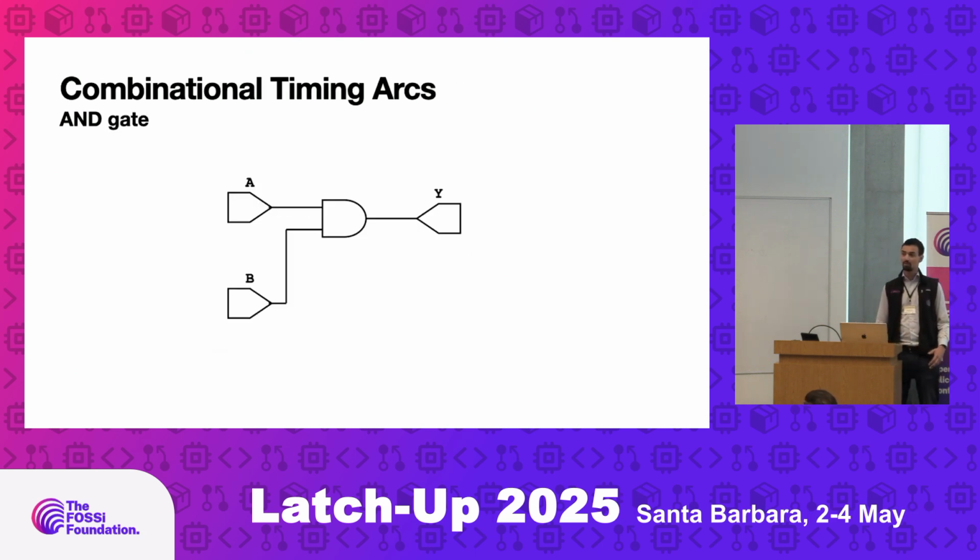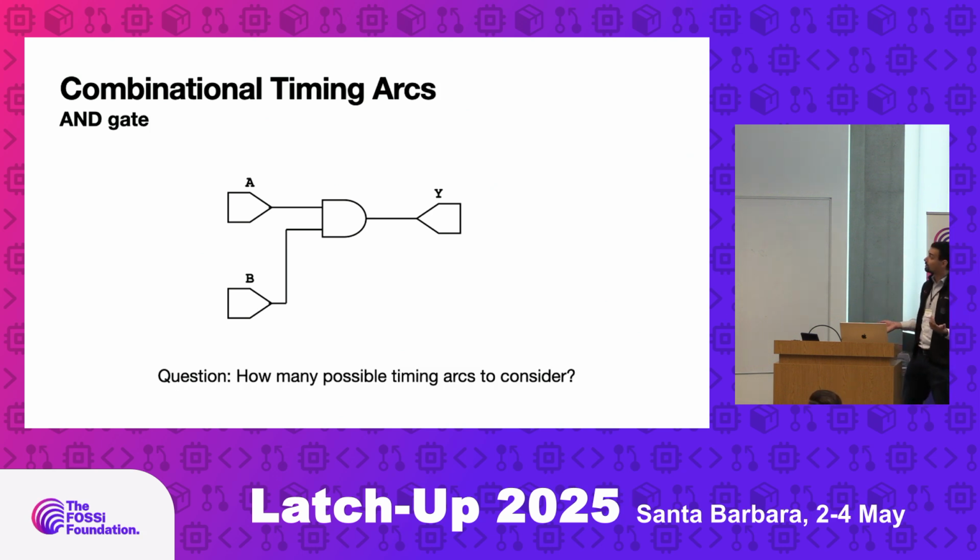So the first thing to think about is combinational timing arcs. In a typical digital circuit, you'll have standard cells and logic gates, and these have timing arcs associated with them, which are arcs between the input ports of the cell and the output ports. So for an AND gate, I have a question. How many possible timing arcs do we have here for an AND gate? Does anyone know the answer? Maybe put up some fingers. I'm seeing 2, seeing 4 in some places. 4? Yeah, the answer is actually 4.